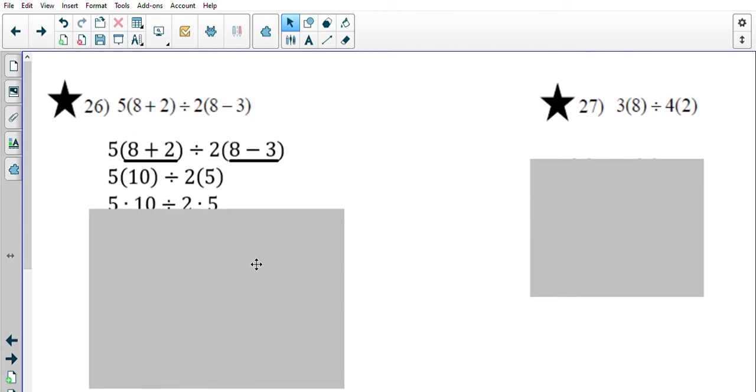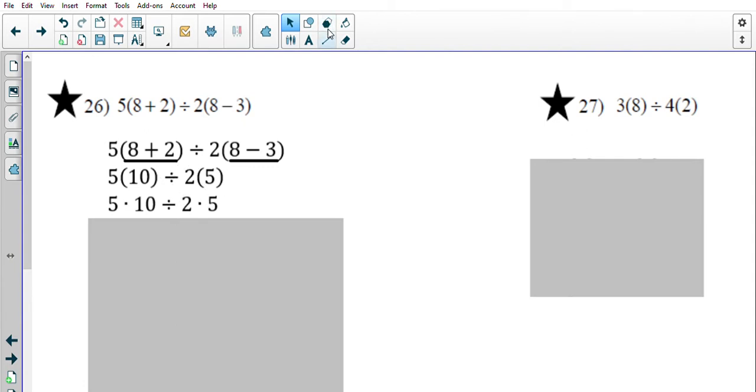Now, I do suggest you rewrite 5 parentheses 10 as 5 times 10 and 2 parentheses 5 is 2 times 5. Because, again, those parentheses can get kind of confusing. Students are like, oh, it's a grouping symbol. I have to do that first. So I have to take 5 times 10 and I have to take 2 times 5. But you don't in this question. Those parentheses are not grouping symbols. They are there to represent multiplication. And remember, with multiplication and division, we work left to right. So that means we have to multiply first, then divide, then multiply again.